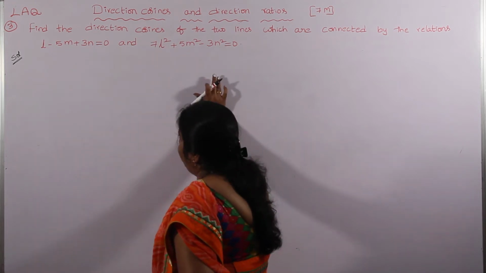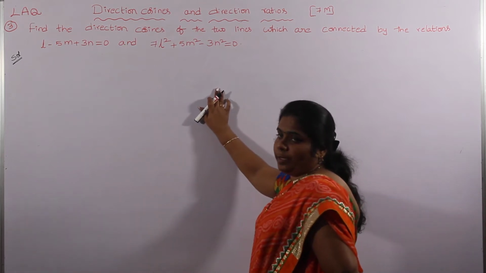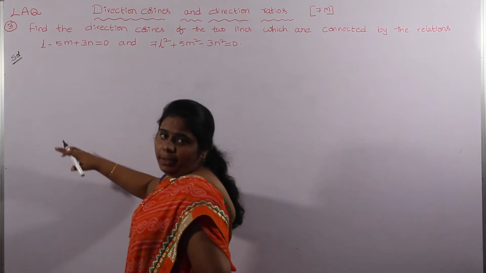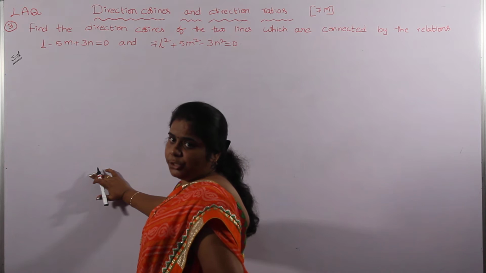From these two equations we get the l, m, n values. We are applying the substitution method now. After substitution, we get the l, m, n values. The l, m, n are taken in ratio form. From that we get DRs, direction ratios.